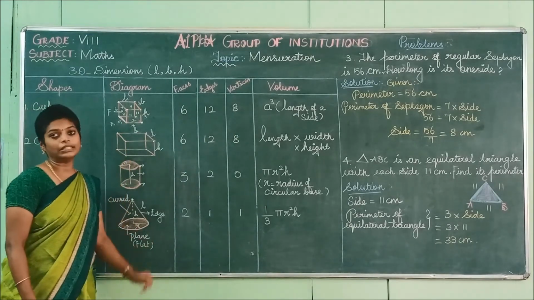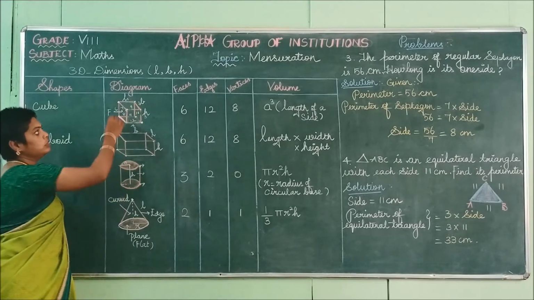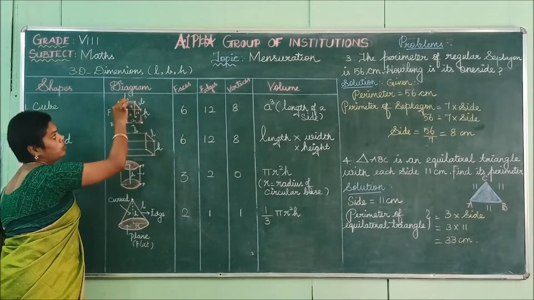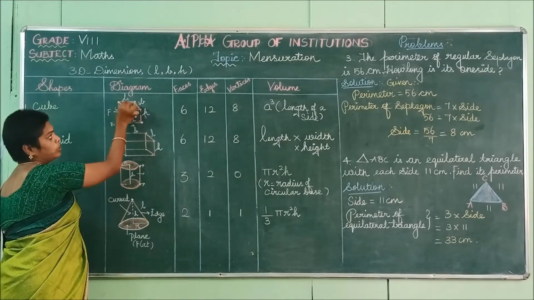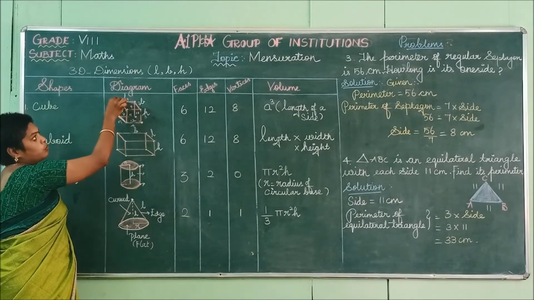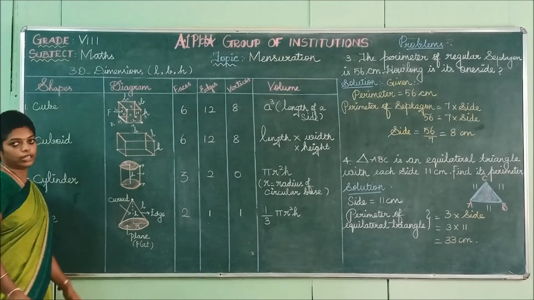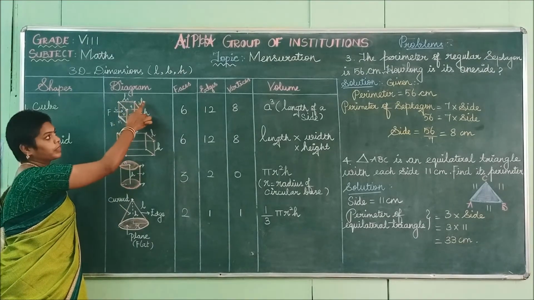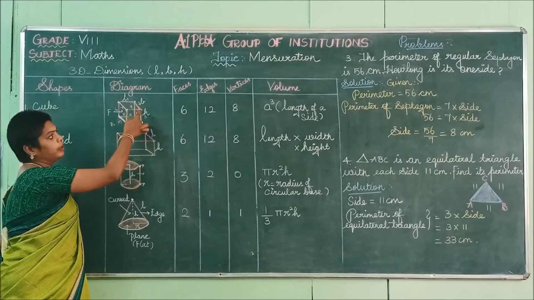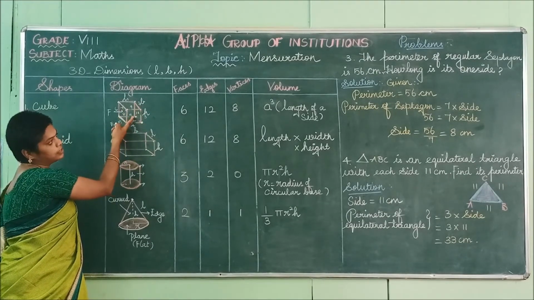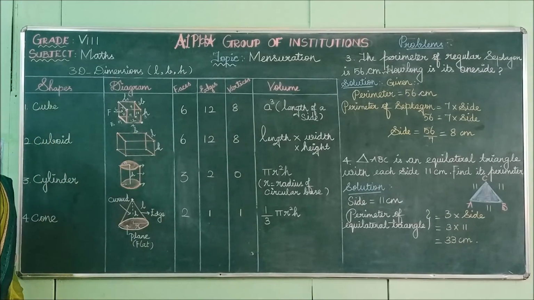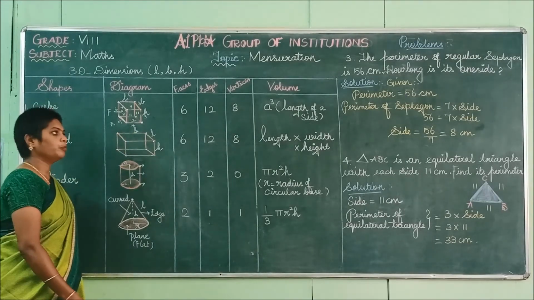So how many vertices are in the cube? This corner point is where 2 or more edges meet. This one is one edge, this one is one edge, and this one is another edge. The meeting point is called a vertex. So how many meeting points? 1, 2, 3, 4, 5, 6, 7, 8. So totally 8 vertices in the cube.